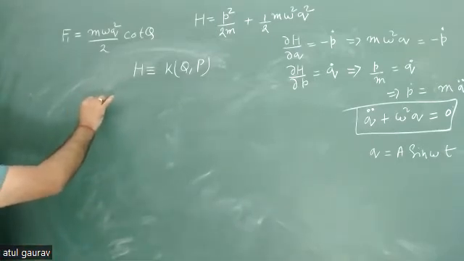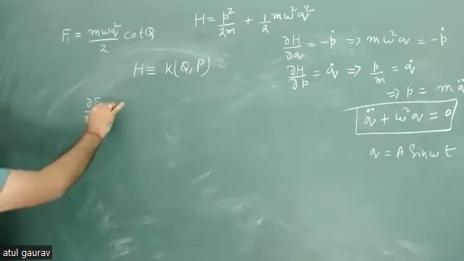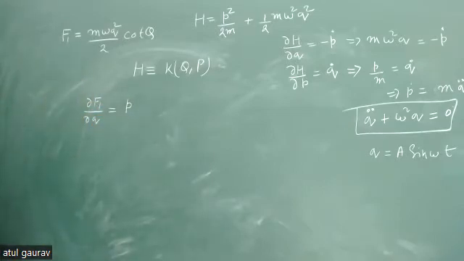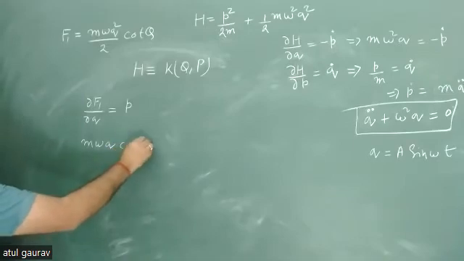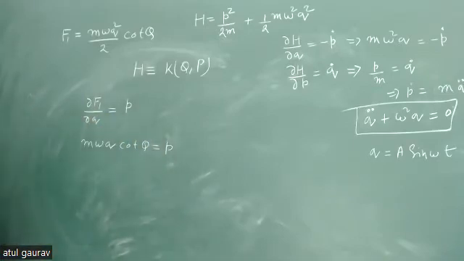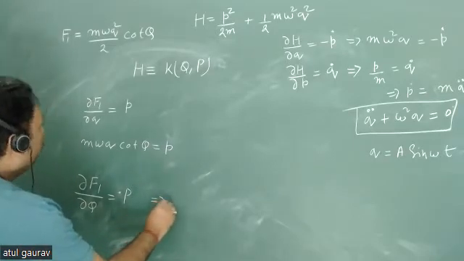So del F1 upon del q is equal to what? p. यही है ना? So you have m omega q cot Q is equal to small p. ठीक लिखा है? Yes, sir. And what is the second one? Del F1 upon del Q is equal to minus P. So what will happen from here? यहां से क्या हो जाएगा?